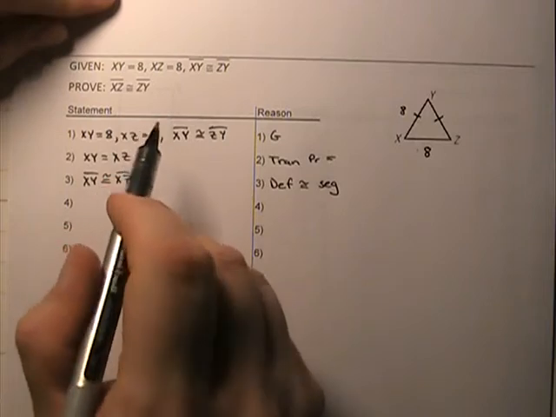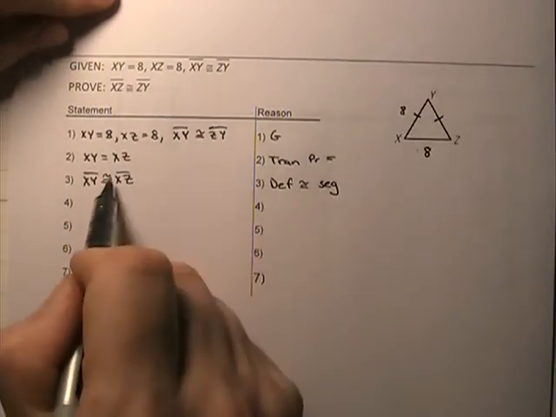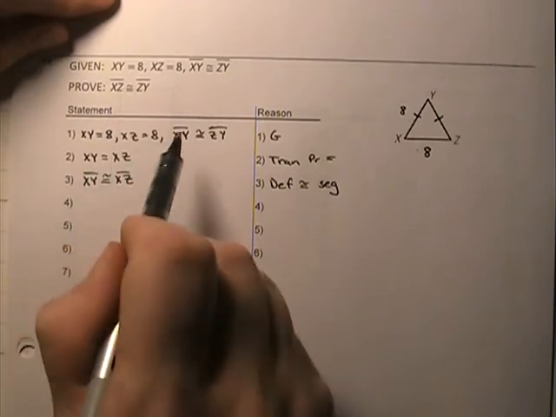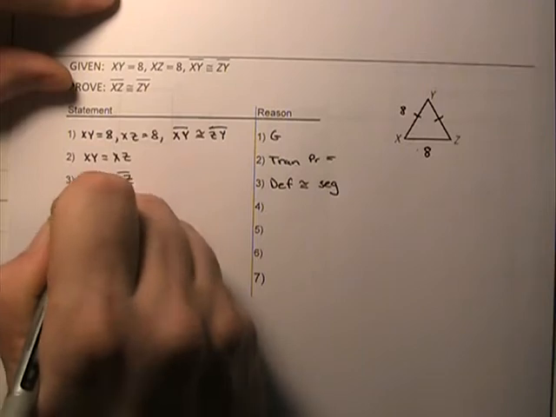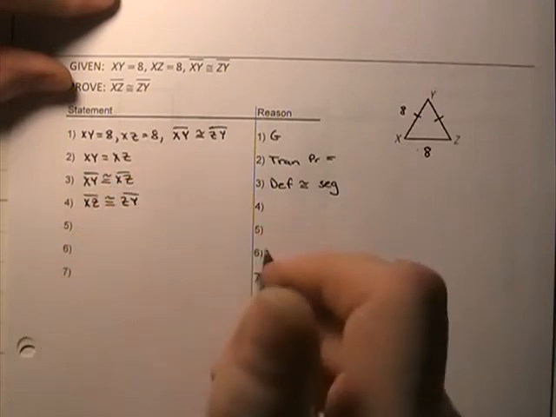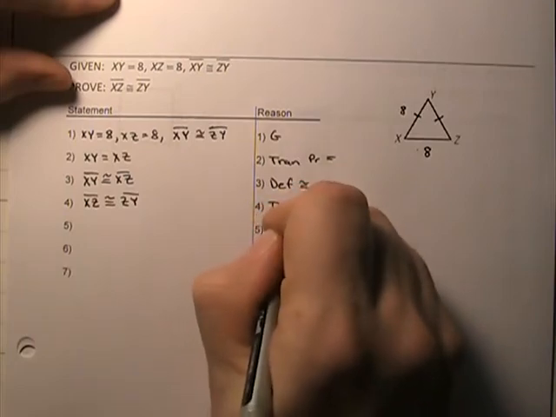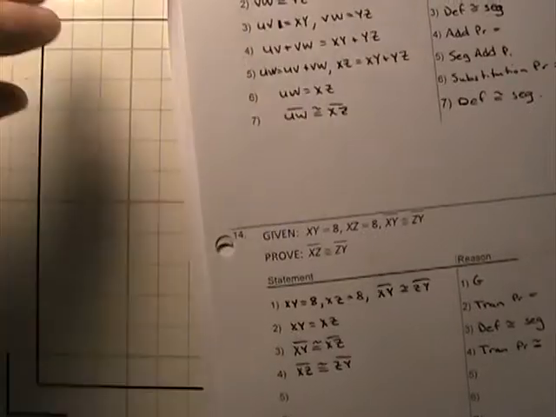And let me see, we want to prove XZ is congruent to ZY. If A is congruent to B and B is congruent to C, then XZ must be congruent to ZY. That's what I wanted to prove. That's the transitive property of congruence. 15.